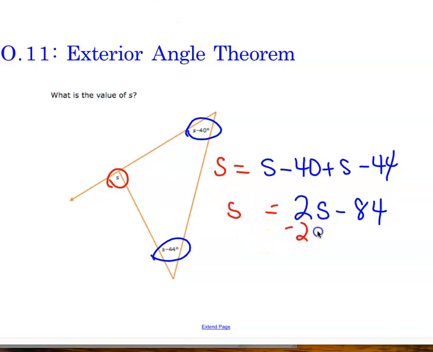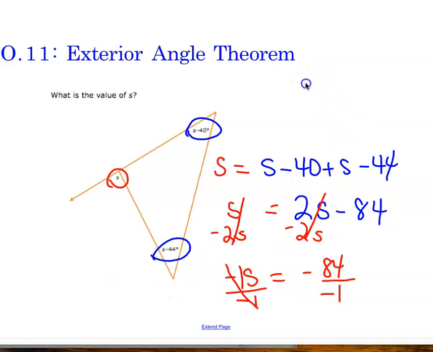I am going to get my variables to one side, so I subtract 2S. I now have negative S equals negative 84. I divide by negative 1 because I want a positive S. So I divide by negative 1, and S in this case is equal to 84 degrees, okay? The sum of the two interior has to be equal to the exterior angle.